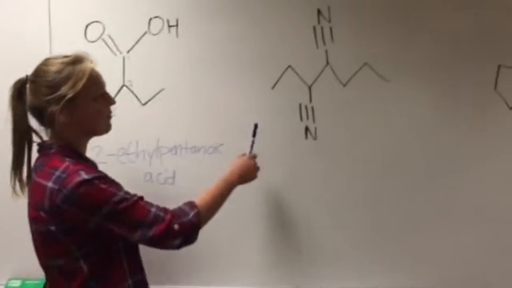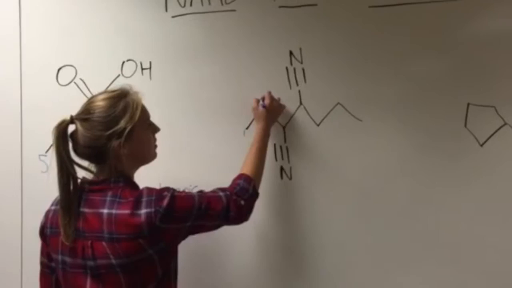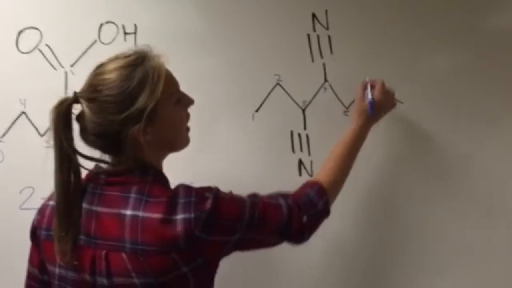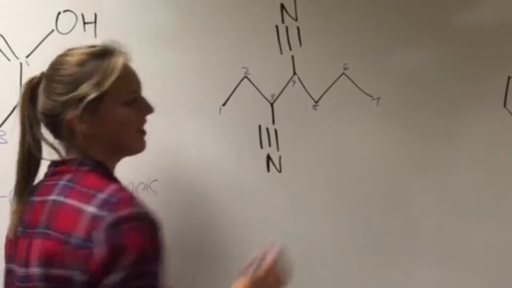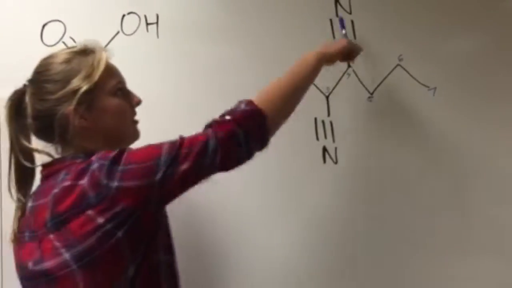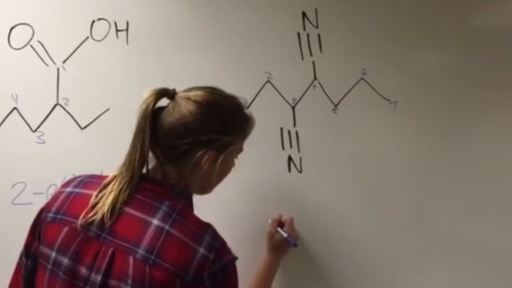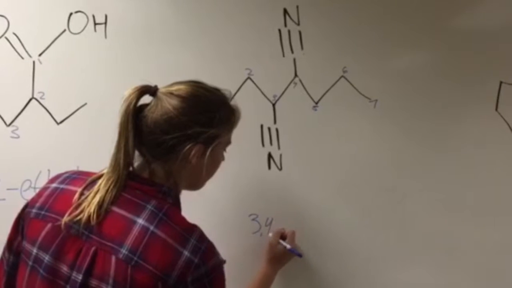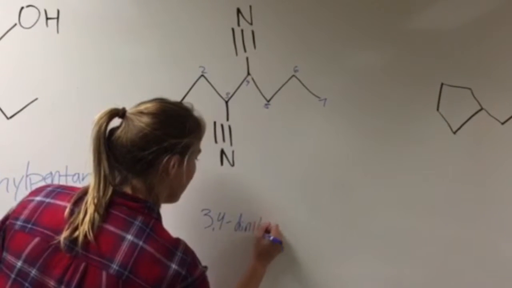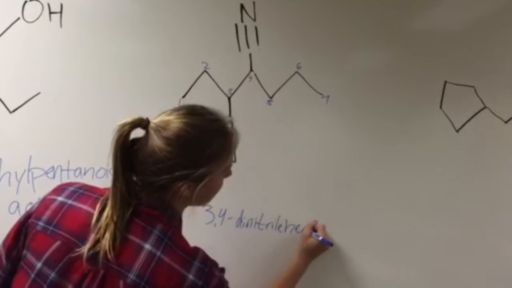All right, for the second one, I see that this carbon chain has 1, 2, 3, 4, 5, 6, 7 carbons on it. And within this chain, I see there are 2 nitriles on the 3 and 4 carbons. So I'm going to say it's 3,4-dinitrile heptane.